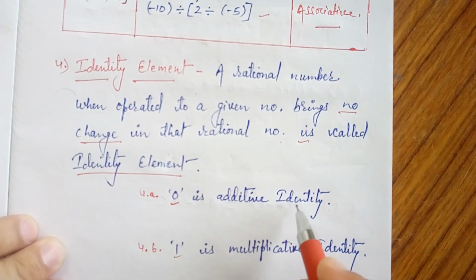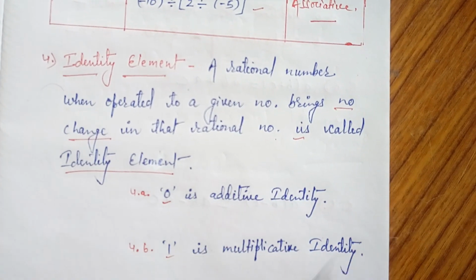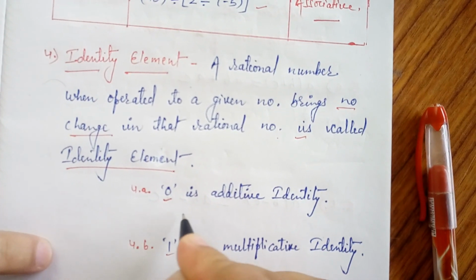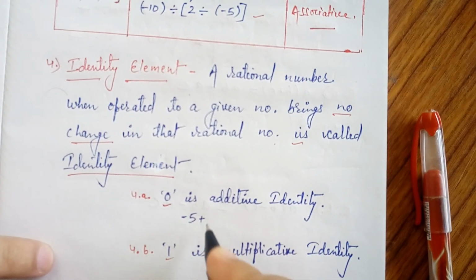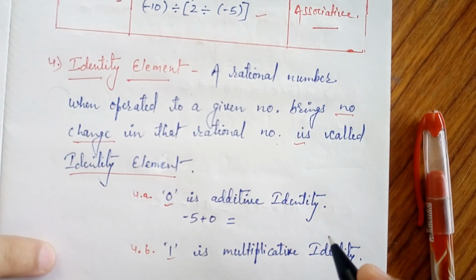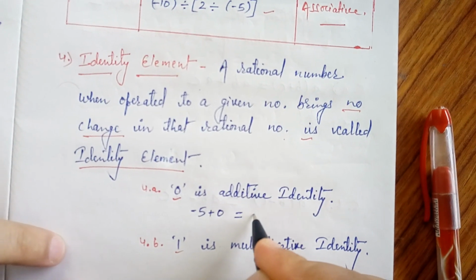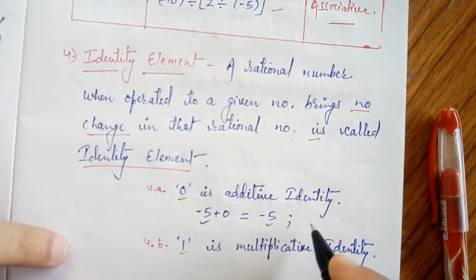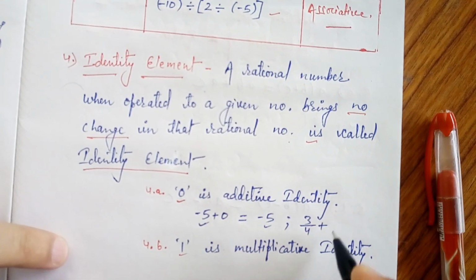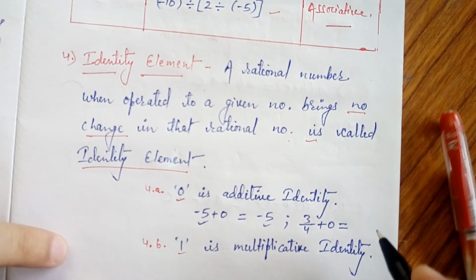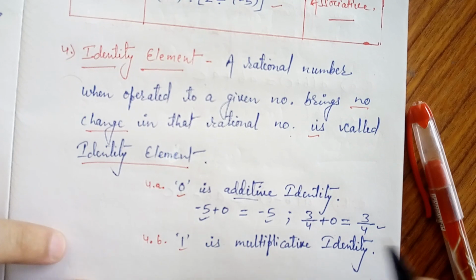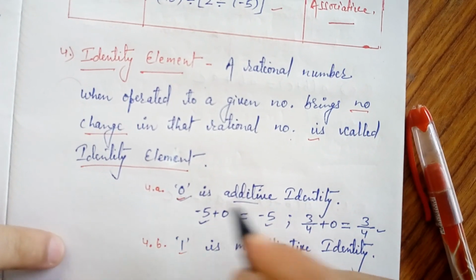0 is said to be an additive identity. Why is it said to be additive identity? Suppose a number I have taken is -5. When 0 is added to it, it will give what? It will give -5. So it is giving the original number once again. Another example, 3/4: when 0 is added to it, the answer will be 3/4. So additive identity of a number is 0.